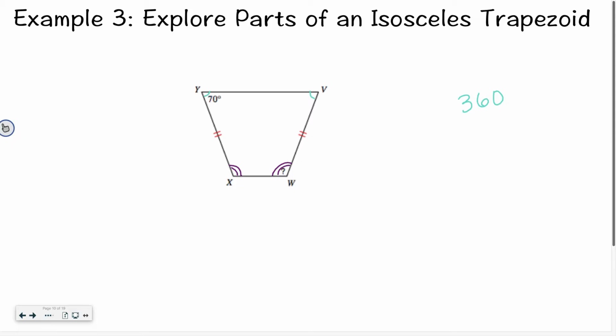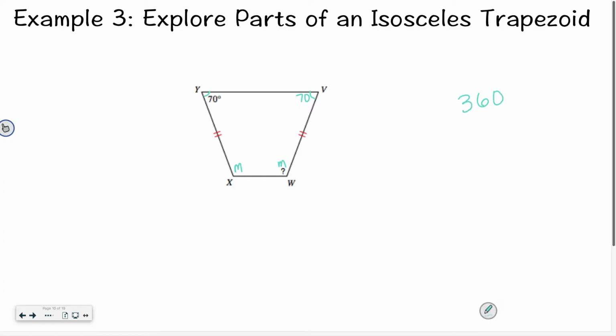So if I ask, what is this angle right here, angle W, the way we can solve that is I can do 360 minus the other angles, right? So if angle Y is 70, that means angle V is also 70. And then I don't know what X or W are, so I'm going to use a variable. I'm just going to use M. And then they have to be the same thing, so I'm going to use M for both of them.